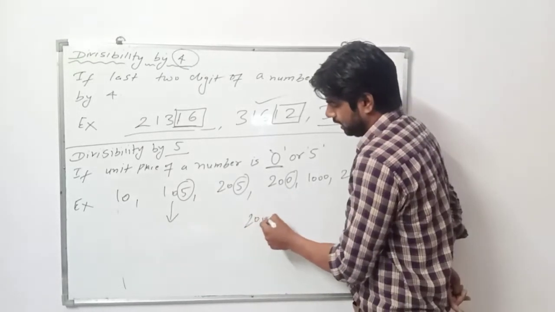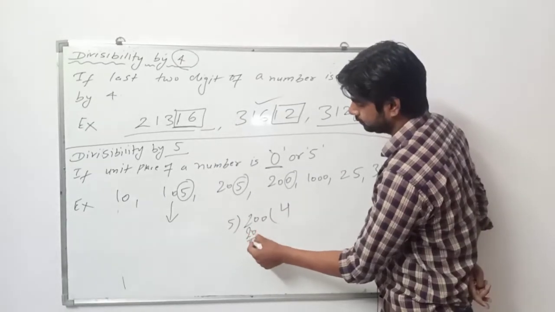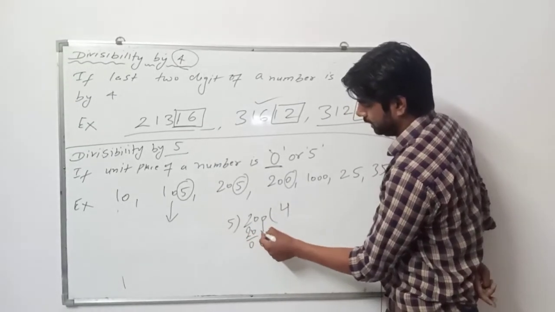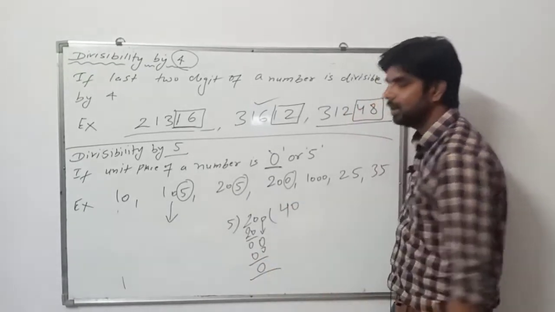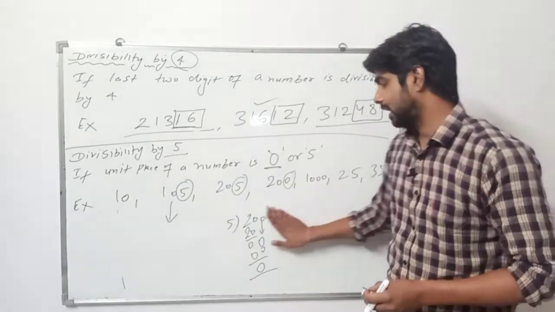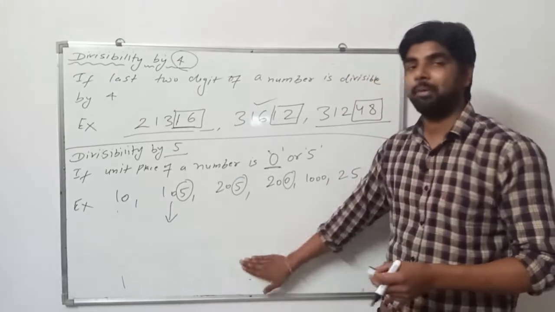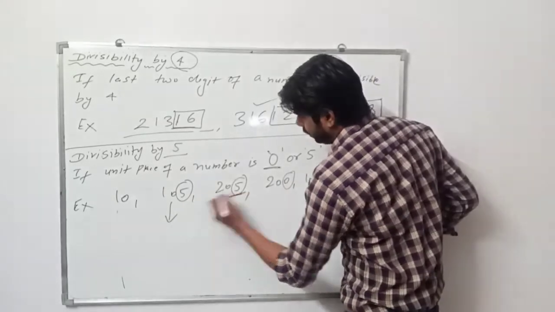How? If we divide 200 by 5, 5 fours are 20, 0. And if we bring down this 0, 5 zeros are 0. We will get 0 as our remainder. So this is how we can find out whether a number is fully divisible by 5 or not. We only have to check its unit place.